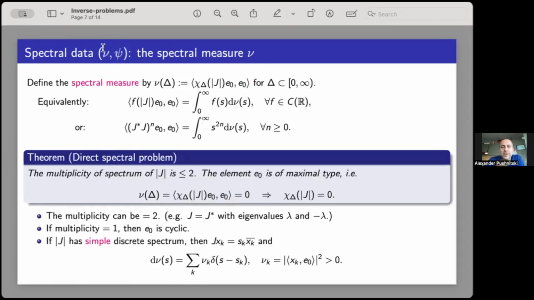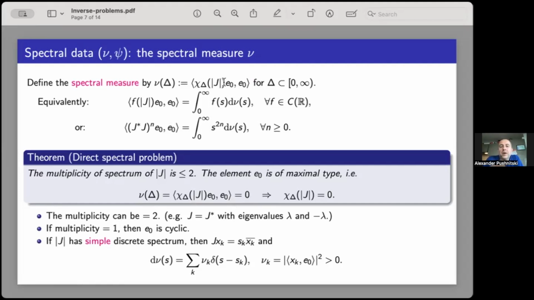So let's start with the measure nu, the spectral measure. How do we define it? It is a spectral measure, but it's not the spectral measure for J, but now for mod J. So mod J is a positive self-adjoint operator. Remember, it's the square root of J star J. And we define the spectral measure for this operator corresponding to the same standard vector, the first element of our canonical basis in L2.